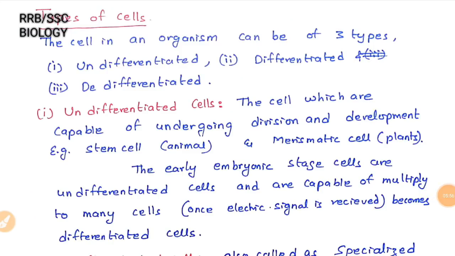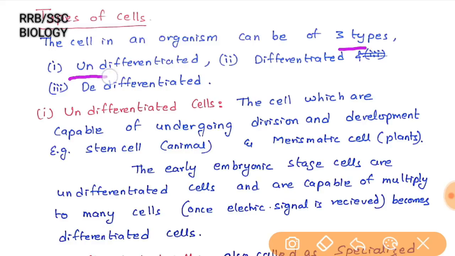If you come to types of cells, the cells in an organism can be of three types, friends: undifferentiated cells, differentiated cells, and dedifferentiated cells. What are undifferentiated cells? Cells which are capable of undergoing division and development, for example stem cells and meristematic cells. Another definition is that undifferentiated cells are the early embryonic stage cells.